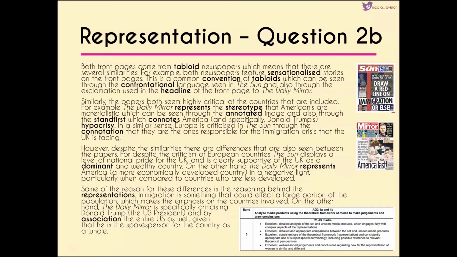Some of the reasons for these differences is that the reasoning behind the representations is different. Immigration is something that could affect a large portion of the population, which makes the emphasis on the countries involved important. On the other hand, the Daily Mirror is specifically criticising Donald Trump, the US President, and by association the entire US as well, given that he is a spokesperson for the country as a whole.